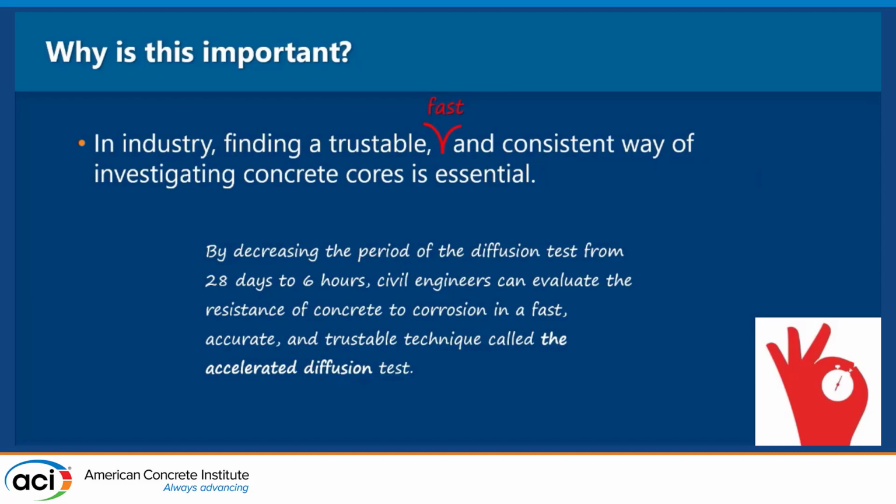Why is this important? Imagine you could measure a criterion like the diffusion coefficient in 6 hours instead of 28 days. The diffusion coefficient is a trustable number that can give you a very good insight into how resistant your concrete structure is to chloride penetration. So imagine we can have a trustable number in 6 hours. Isn't it fantastic?